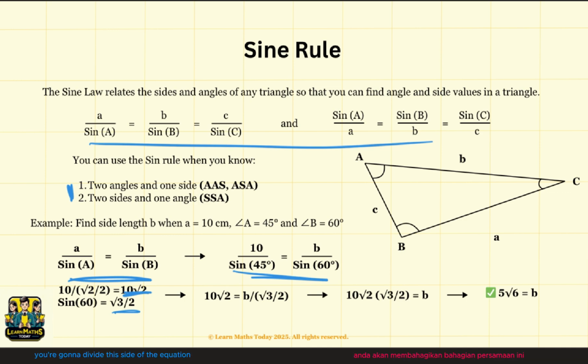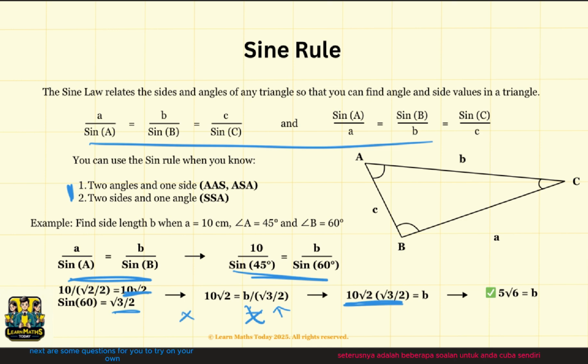And so what you do is multiply this side of the equation by root 3 over 2, ergo multiplying 10 root 2 by root 3 over 2, as you can see here, which simplified would give you 5 root 6, and therefore 5 root 6 is equivalent to B, and that would be your side length B. Essentially what you're doing is you're using algebra to isolate your target, in this case the side length B, and then you would simplify the real numbers you have to achieve the value.